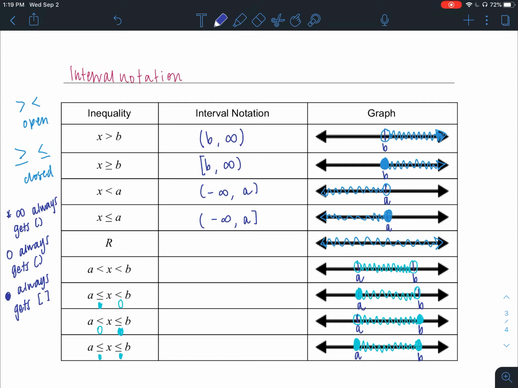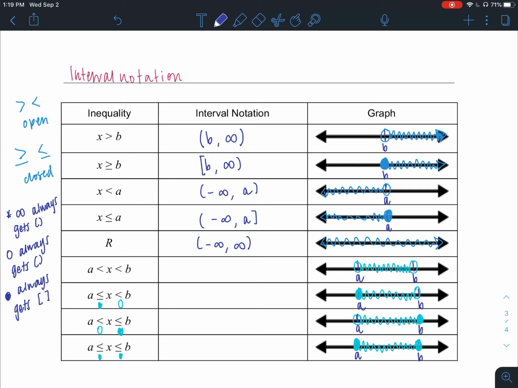Okay, this next one is going from negative infinity to infinity because it's all the numbers between negative infinity and infinity. And again, those get the parentheses. These next ones are a little bit more interesting because they don't have infinity in them.